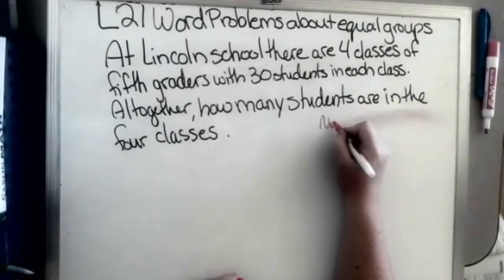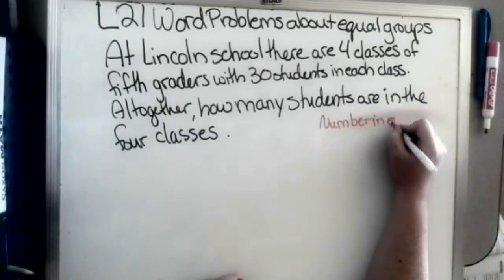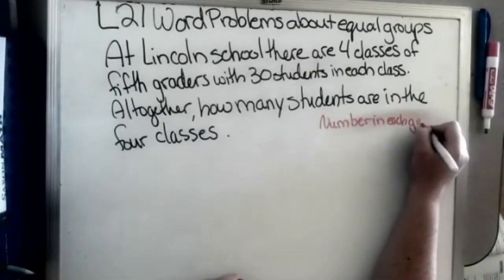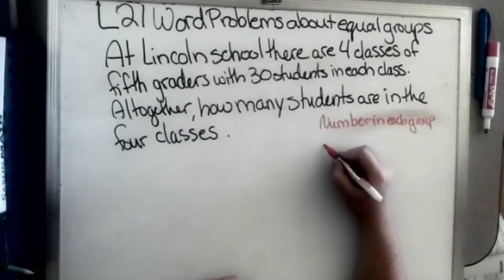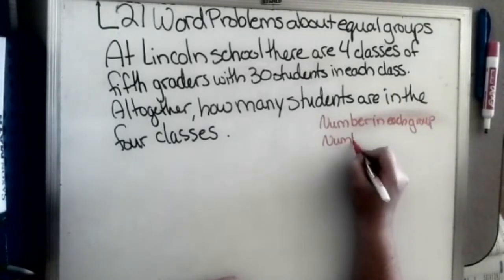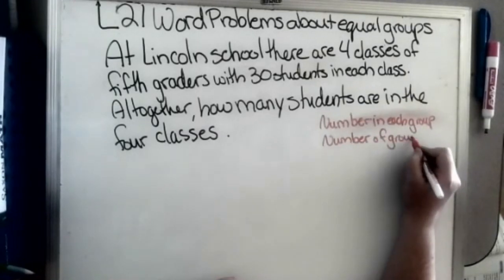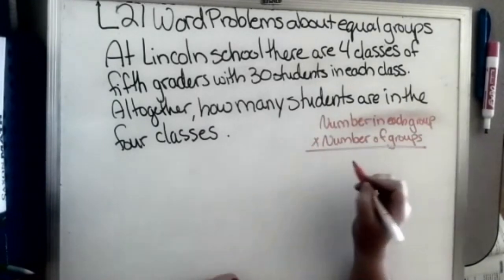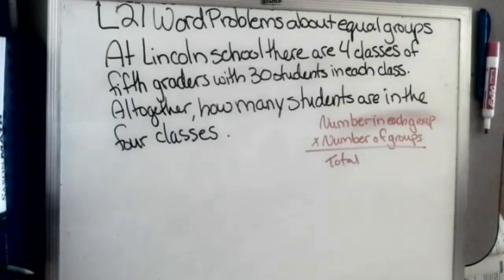So there is the number in each group, and you're looking for to times that by the number of groups. Okay, you multiply those together and you get the total. So your job in an equal groups word problem is to figure out which one of these numbers is missing.